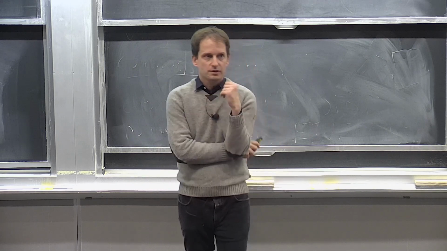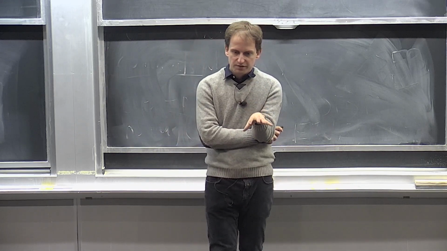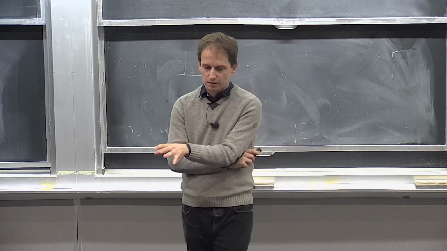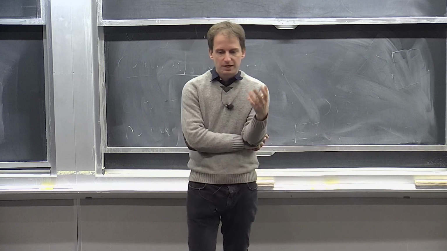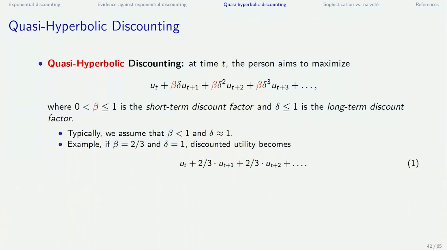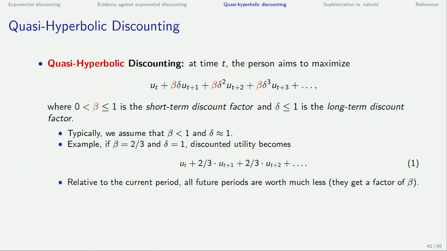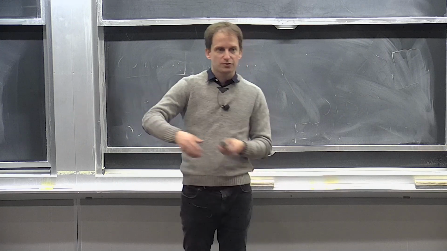Let me tell you a little bit more about the specifics of the model, and then we're going to talk about this in more detail next time. Usually we tend to assume that beta is lower than 1, and delta is close to 1. For example, beta is 2/3 or 3/4 or the like, and delta equals 1. So then your discounted utility becomes something like this. Relative to the current period, all future periods are worth much less. Everything in the future, essentially, you discount by 2/3.